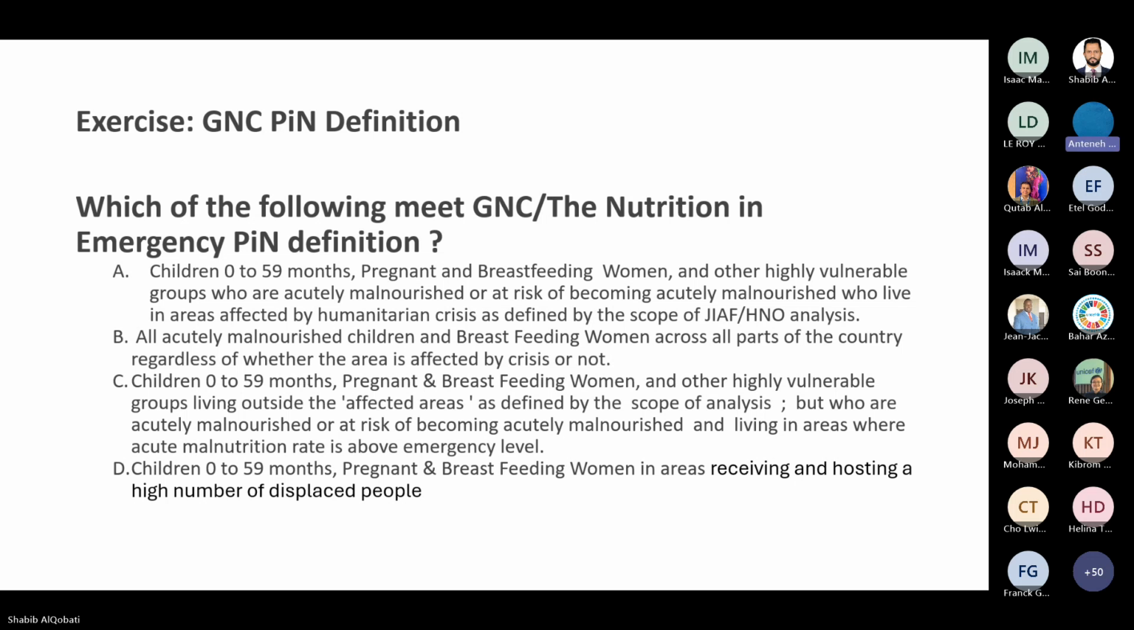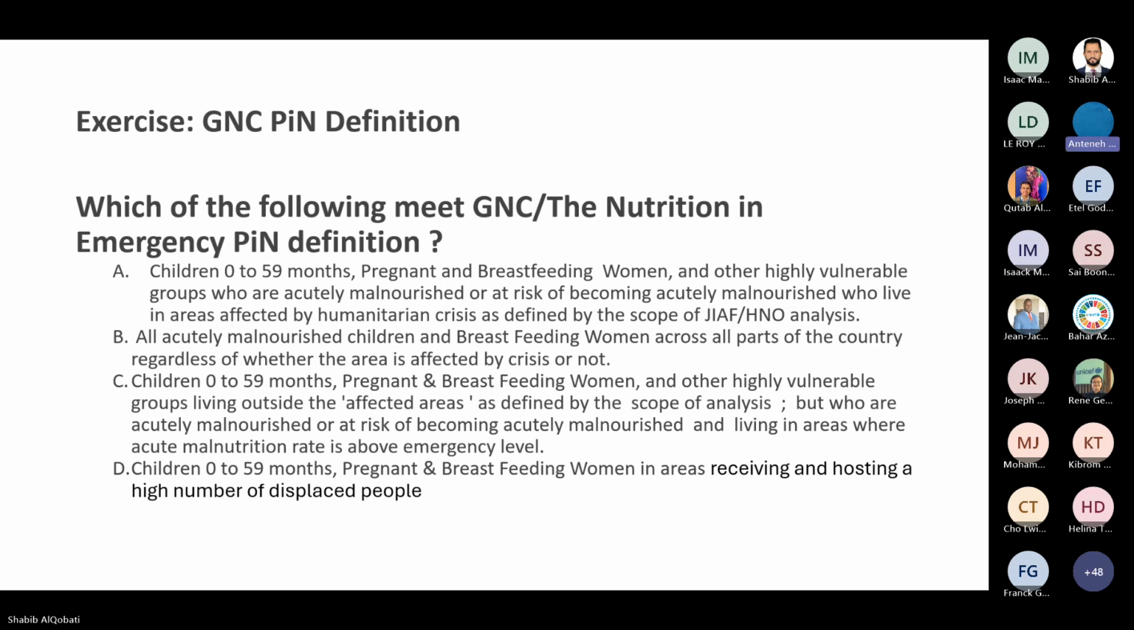So based on, we actually talked about this at the beginning of the presentation in the scope of analysis section, that all areas included in the GF or HNO scope of analysis. The scope of analysis, remember, is the intercluster decision to identify areas affected by the crisis. So any need within the scope of analysis areas is automatically included in the PIN.